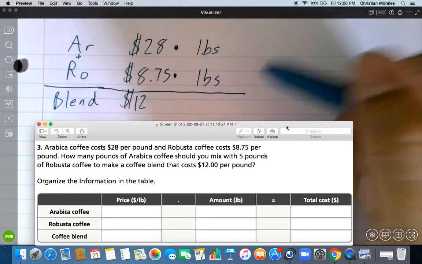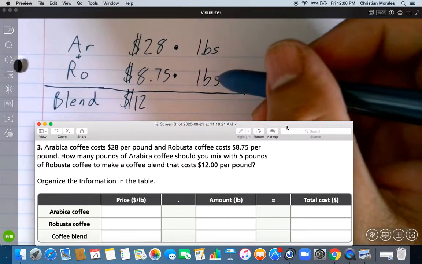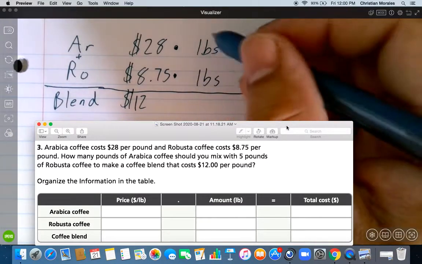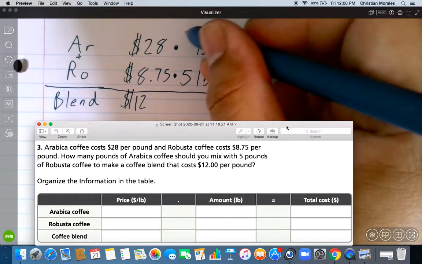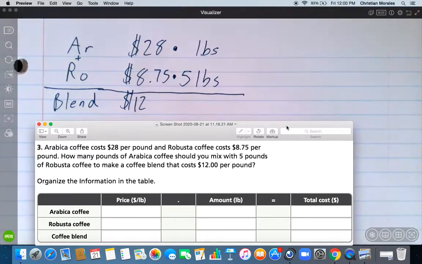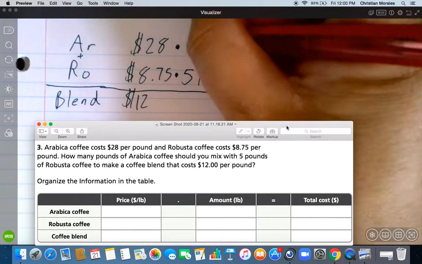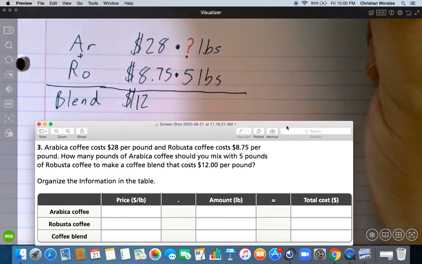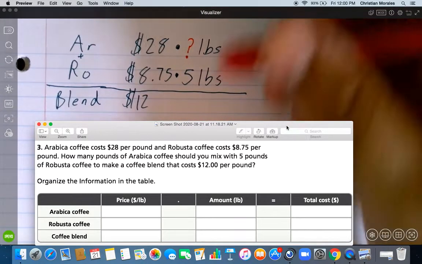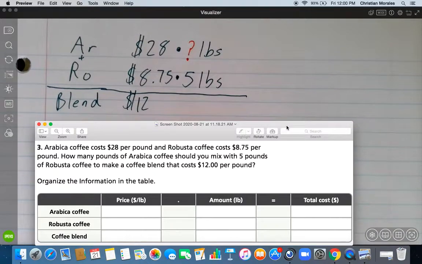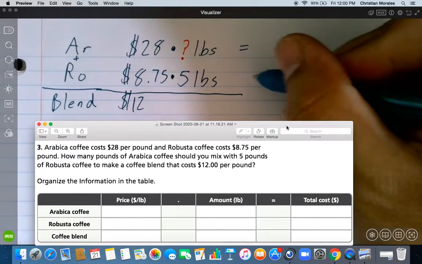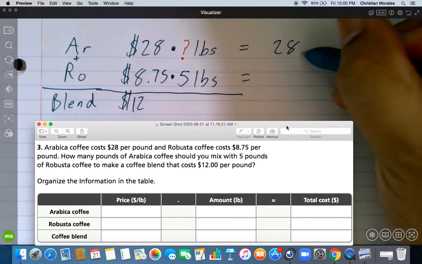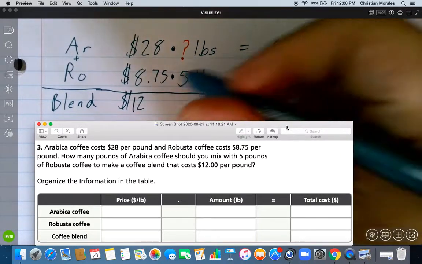So I'm going to separate that real quick. Now the question is, if you mix 5 pounds of the Robusta, how much would you mix here? We don't know, this is the one we're missing. We don't know how much Arabica to mix. Here's how they would put it in the table. They would make this X. So it would look like this: 28X, and then you multiply these two together.